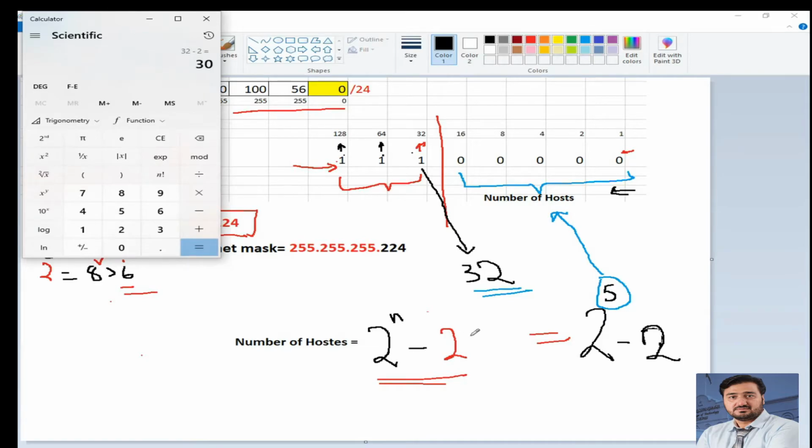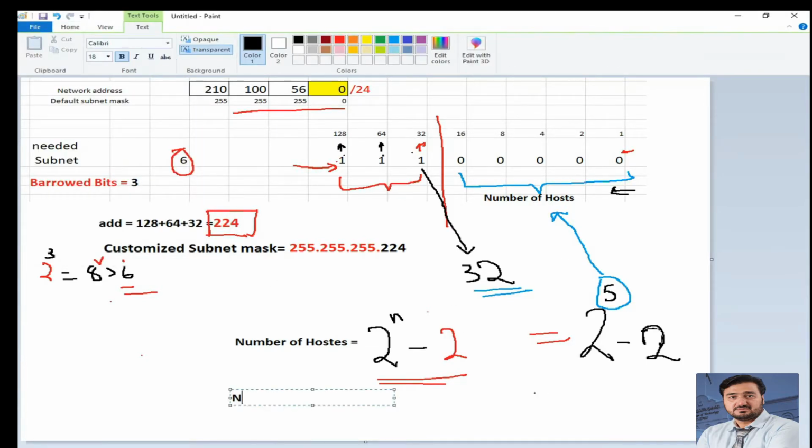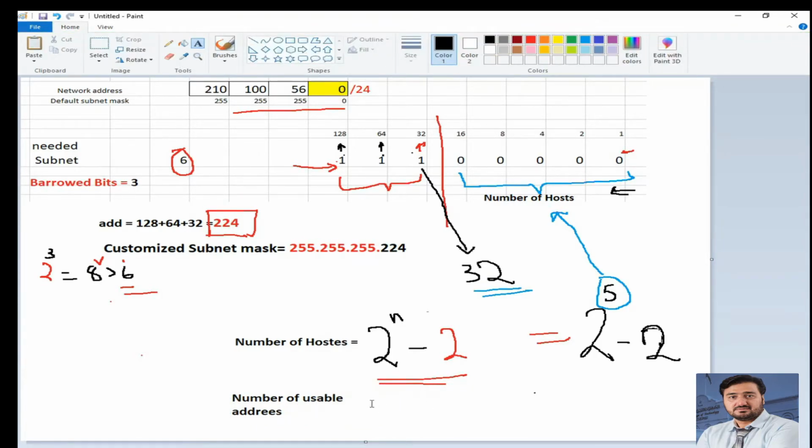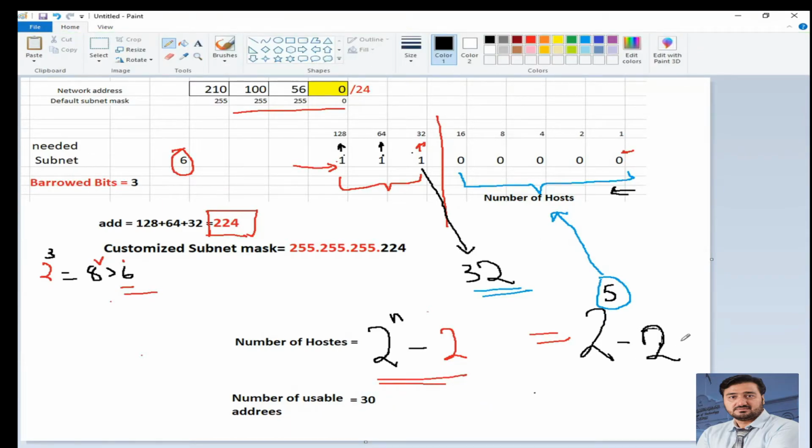So the number of usable addresses will be, let me check, for my addresses is equal to how much? 30. Okay, 2 power 5 minus 2 is equal to 30. Now here, the total is equal to 32, and the usable is equal to 30.